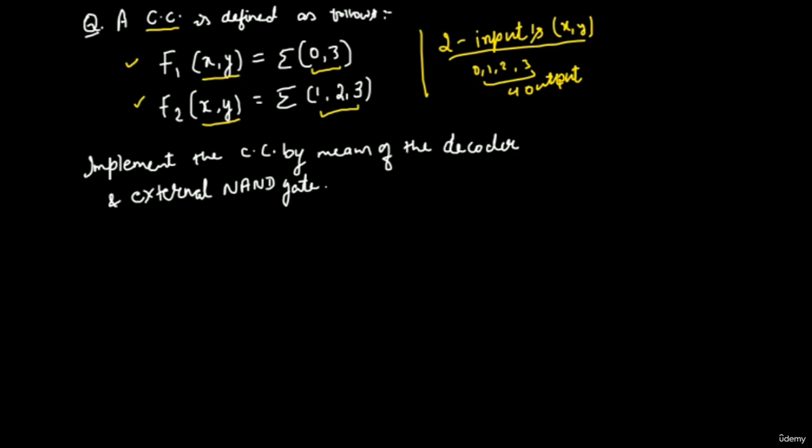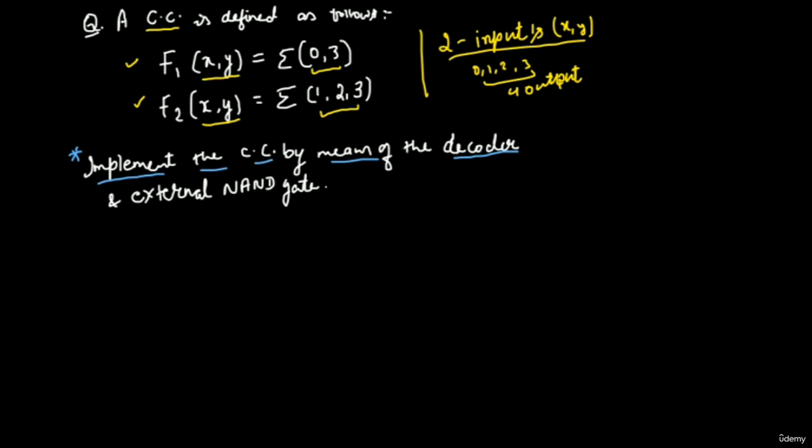And now it's time to see what the implementation condition is: implement the combinational circuit by means of the decoder. That means we have to work on the decoder, because there are the encoders coming in the future. So it is always mentioned what your purpose is and what you are actually going to do. So here we need to focus upon the decoder, as we have already studied the decoder only.